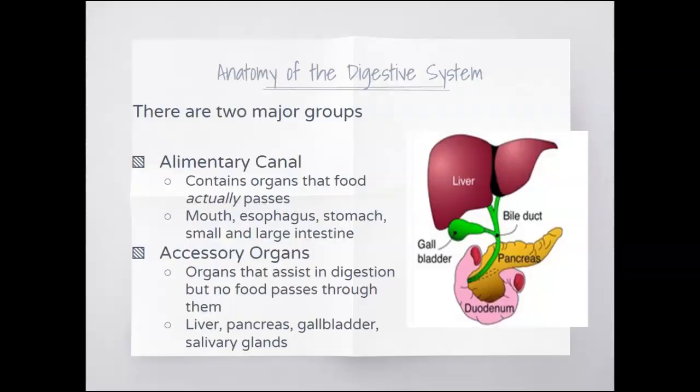So 2 major groups found in the digestive system, the alimentary canal. This is like mouth, esophagus, stomach, intestines, rectum. This is where food actually passes. And then accessory organs, I've mentioned this a few times, but your accessory organs assist in digestion, but aren't actually part of where food passes. This is your liver, pancreas, gallbladder, and salivary glands. We didn't talk about those on the last slide, but salivary glands is where your amylases are stored, so they produce spit, and also they release enzymes to help start the chemical breakdown of food in your mouth.